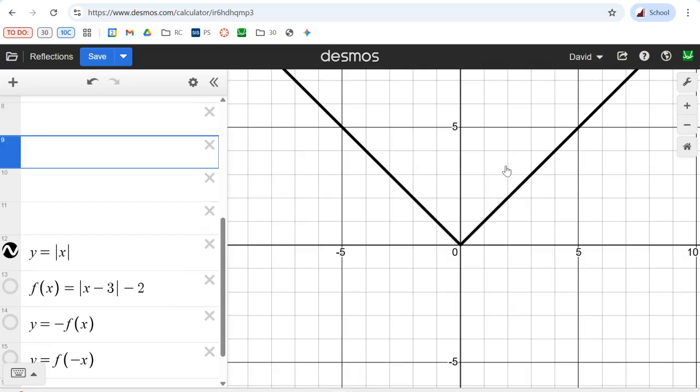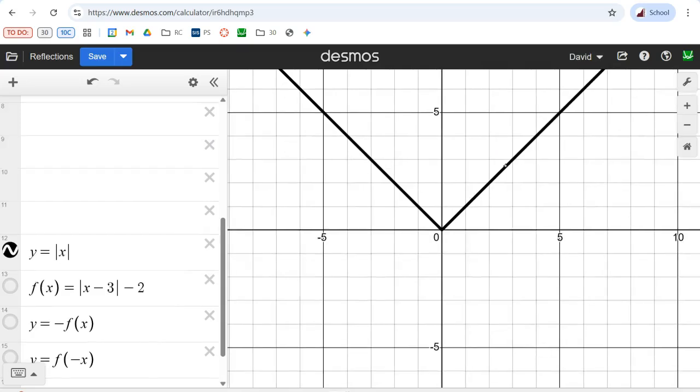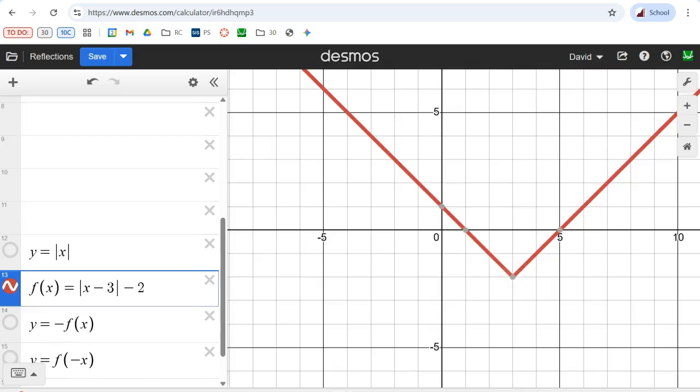All right, so here's our absolute value function, and we can see it here. If I take a look at this particular transformation, I can see that it's the absolute value of x minus 3, and then subtract 2. Well, this minus 3 means I'm going to go to the right 3, and this minus 2 means I'm going to go down 2. And so you can see the graph is here, and now there's my vertex.